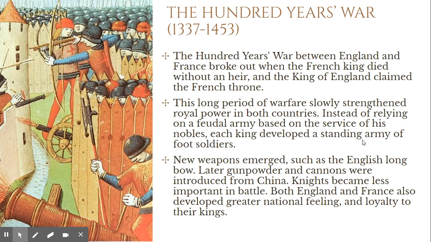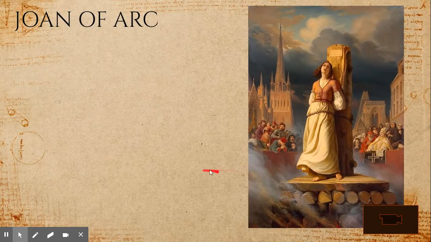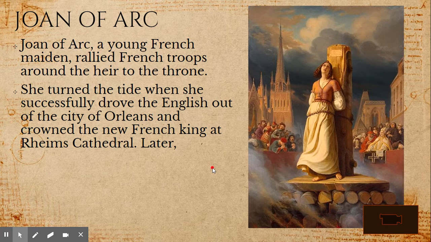So both England and France also developed greater national feeling and loyalty to their king. So the feeling of loyalty to the lords went away, and now you're more loyal to the king. And Joan of Arc, a young French maiden, rallied the French troops during this time. And she was the one who said, okay, no, we need a Frenchman to be king of France.